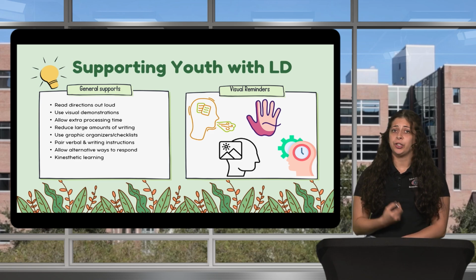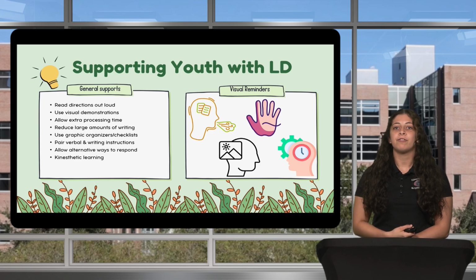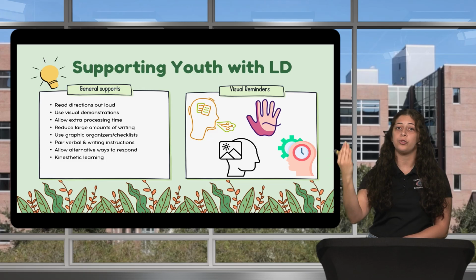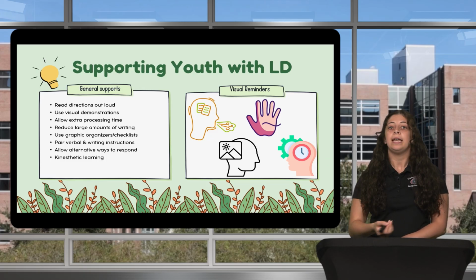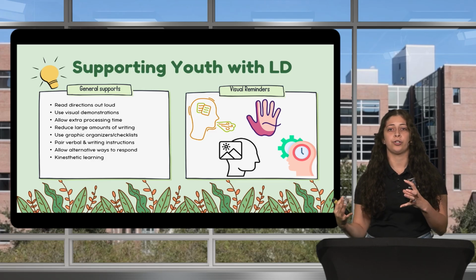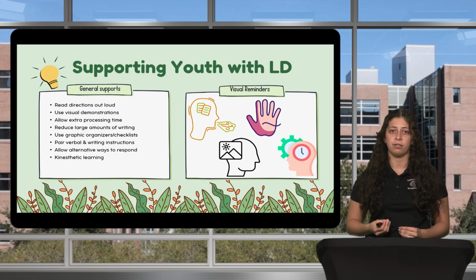When supporting students with learning disorders, there are several strategies that can improve understanding and participation. These include reading directions out loud, using visual demonstrations, and allowing extra processing time. It can also help to reduce large amounts of writing and use graphic organizers or checklists to support organization.